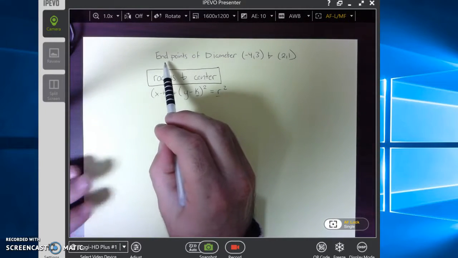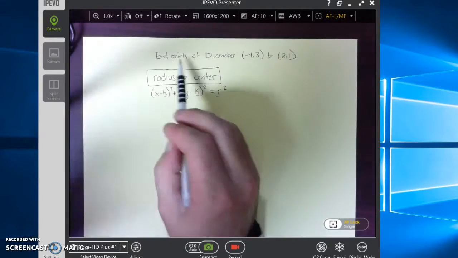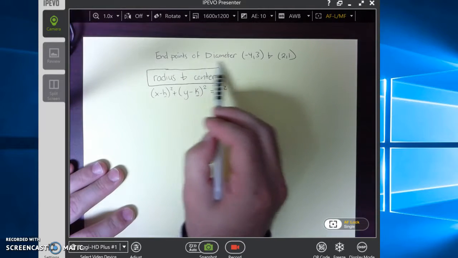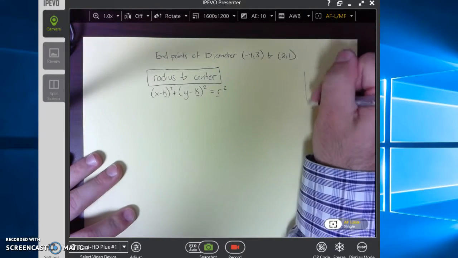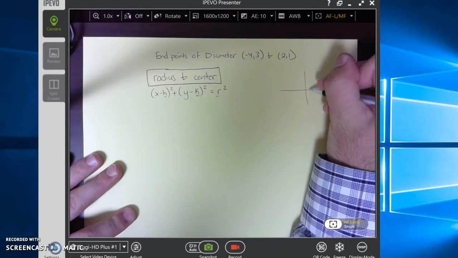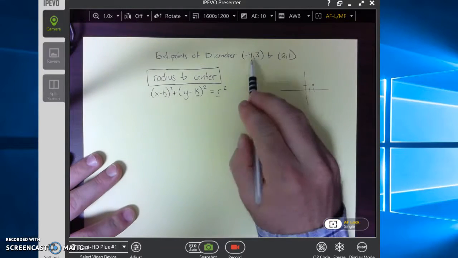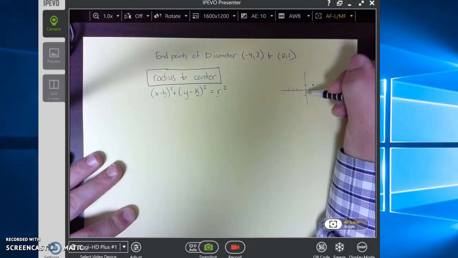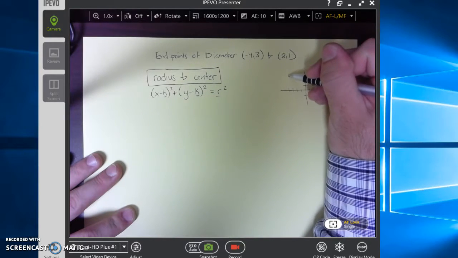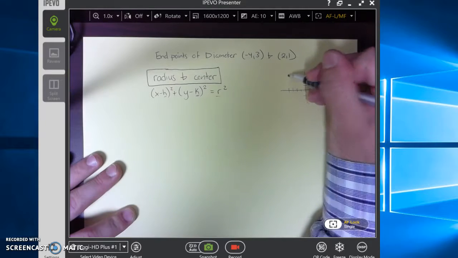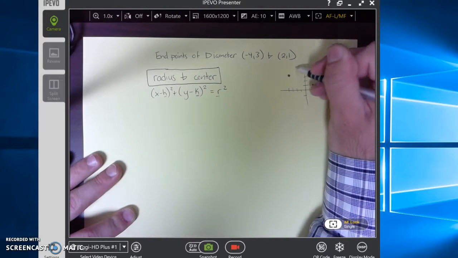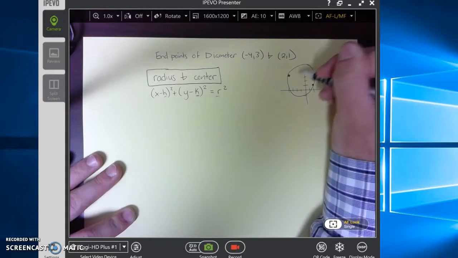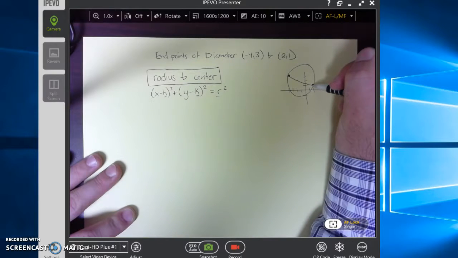So in this particular problem, they don't give me the radius or the center. They give me the endpoints of the diameter. So if I'm thinking about these points, (2, 1) and this particular one is (negative 4, 3), these 2 points here and here are the endpoints of my diameter. So my circle looks something like this, where these 2 points are the endpoints of my diameter.